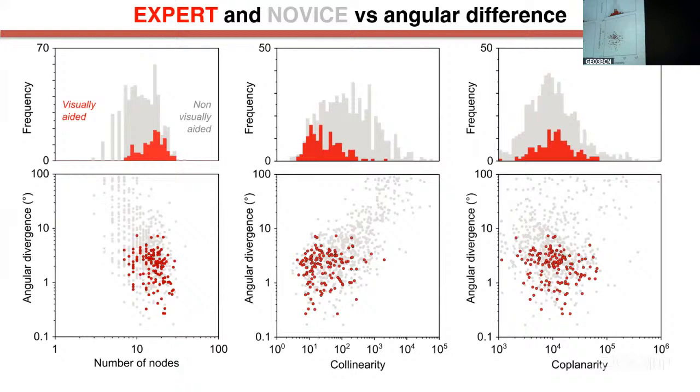So the worst results are here, with a low number of nodes. Okay. And more important, the worst results are here, with high collinearity. When I have high collinearity, the angular divergence increases. The coplanarity tends to have no effect on the angular divergence. Okay. So expert in red, non-expert in gray, expert in red, non-expert in gray. And as you can see, when you are an expert, you already tend to discard the traces that have high collinearity.